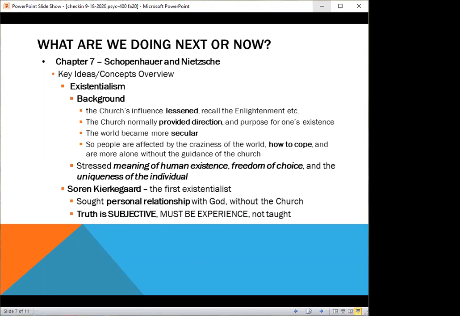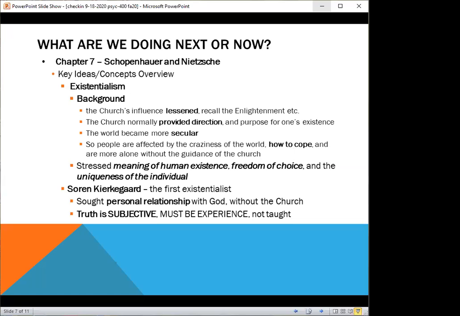So the church, again, normally would provide direction and purpose for one's existence. So the notion would be, when someone would go and talk to the priest or local church member, why am I here? They would easily be able to tell them, this is why you're here on this planet. You're here to do this. This is the reason for your existence, and things of that nature. And so as the church lost a little bit of its influential power, and as the world became more secular or less church or religion focused, we saw people having more difficulty trying to cope with the craziness of the world, and feeling much more alone without the guidance of the church.